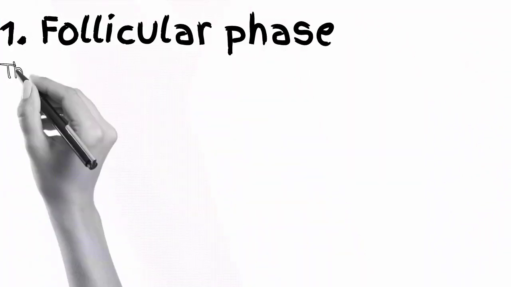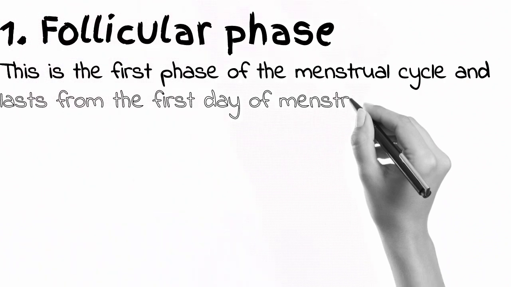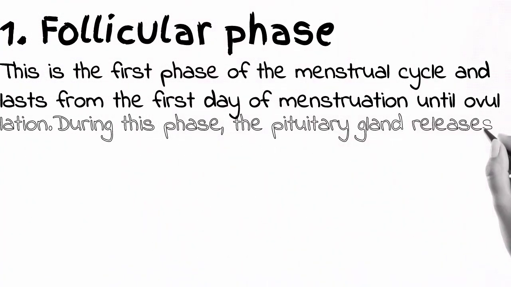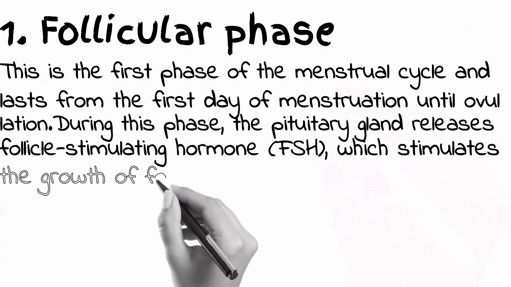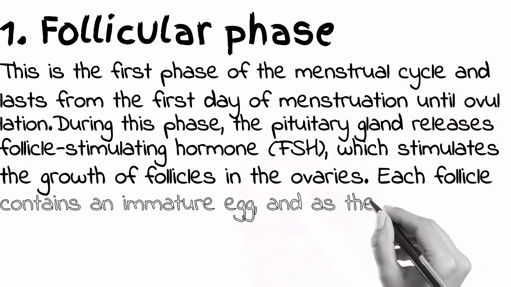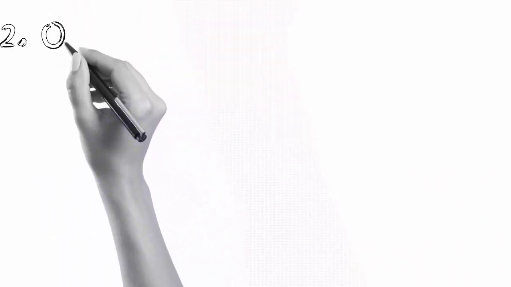1. Follicular phase. This is the first phase of the menstrual cycle and lasts from the first day of menstruation until ovulation. During this phase, the pituitary gland releases follicle-stimulating hormone, FSH, which stimulates the growth of follicles in the ovaries. Each follicle contains an immature egg, and as they grow, they release increasing amounts of estrogen.